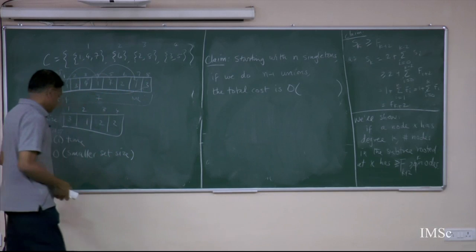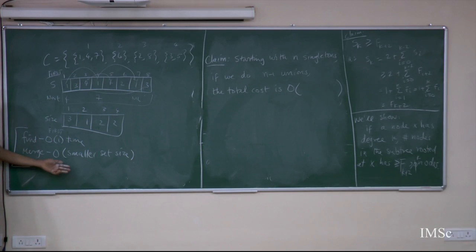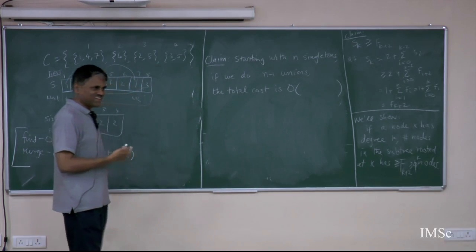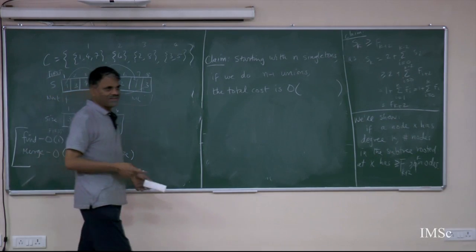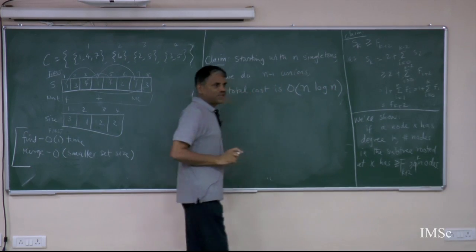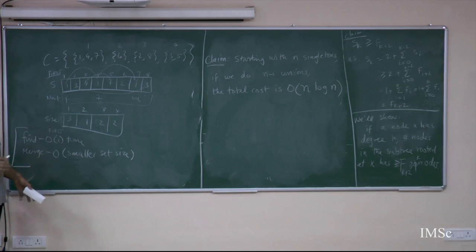So each union in the worst case could be order n. But this is not going to happen very often, because if I'm starting with singletons, to get to larger sized set, you need to do a lot of unions to get there. A lot of small unions, right? So the claim is that the amortized cost is log n, which means the total cost for these n unions is not n square but n log n.